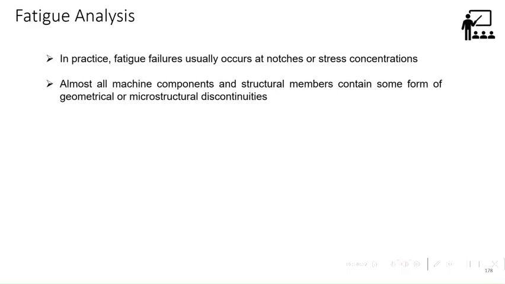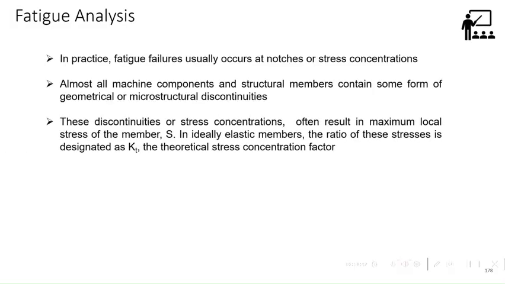Almost all machine components and structural members contain some form of geometrical or microstructural discontinuities. Discontinuities or stress concentrations often result in a maximum local stress higher than the nominal stress S of the member. In an ideally elastic member, the ratio of this stress is given by sigma max by S. If you recollect, capital S and small e refer to external load, stresses and strain, but local stress and strain are sigma and epsilon. So this is the maximum local stress.